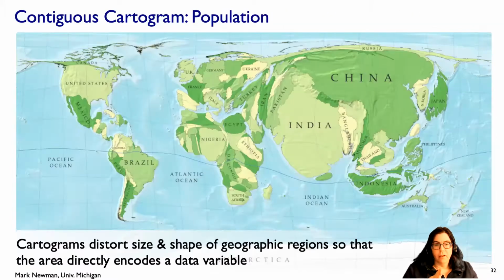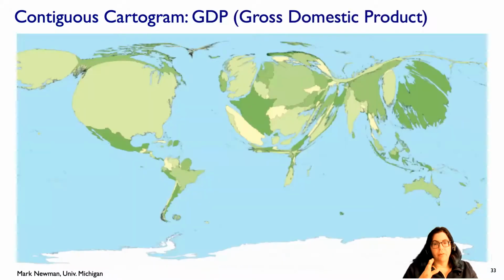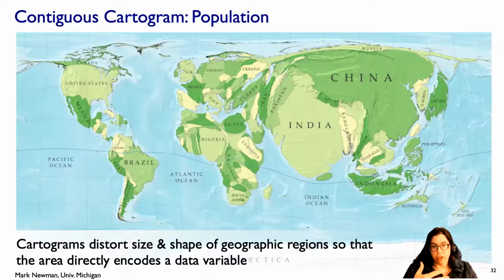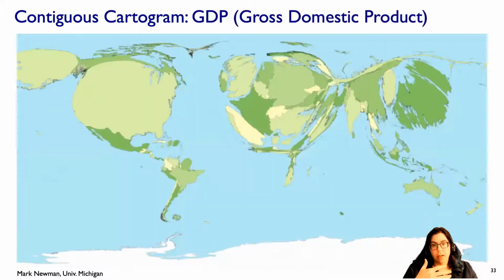Here's another one. With this one, we've mapped one attribute. We see one set of distortions. And with this other one, where we're looking at the gross domestic product instead of the population, we're seeing a very different view. In one, we have China and India being very large. In the other, we have the US being very large. So we've done this distortion based on these two different attributes.